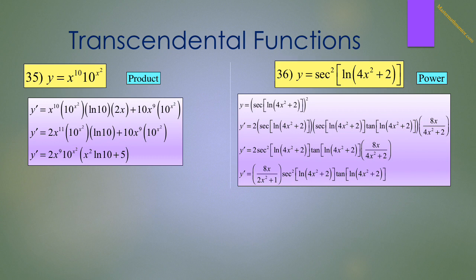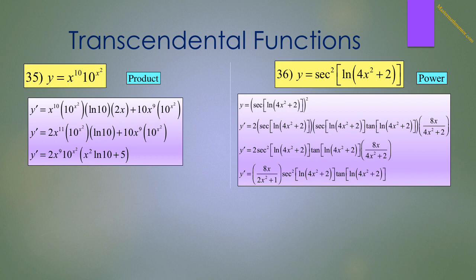36 reads y equals secant squared of the natural log of 4x squared plus 2. If you got this problem right, you really understand derivative rules and the chain rule. Our first step is to rewrite it as y is equal to secant of the natural log of 4x squared plus 2, all squared. This is a power rule, so the 2 comes in front, and we write the expression secant of the natural log of 4x squared plus 2 to the first power.